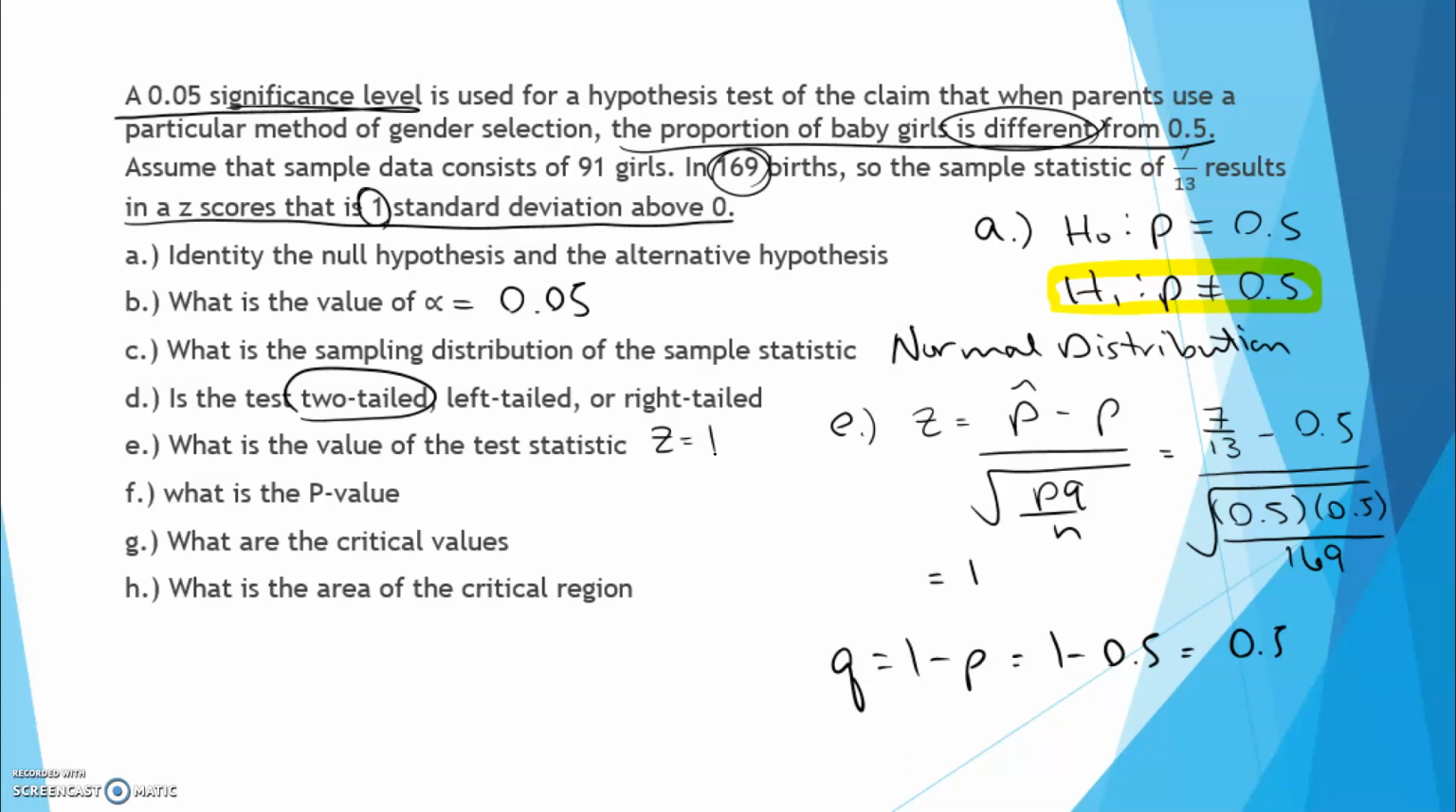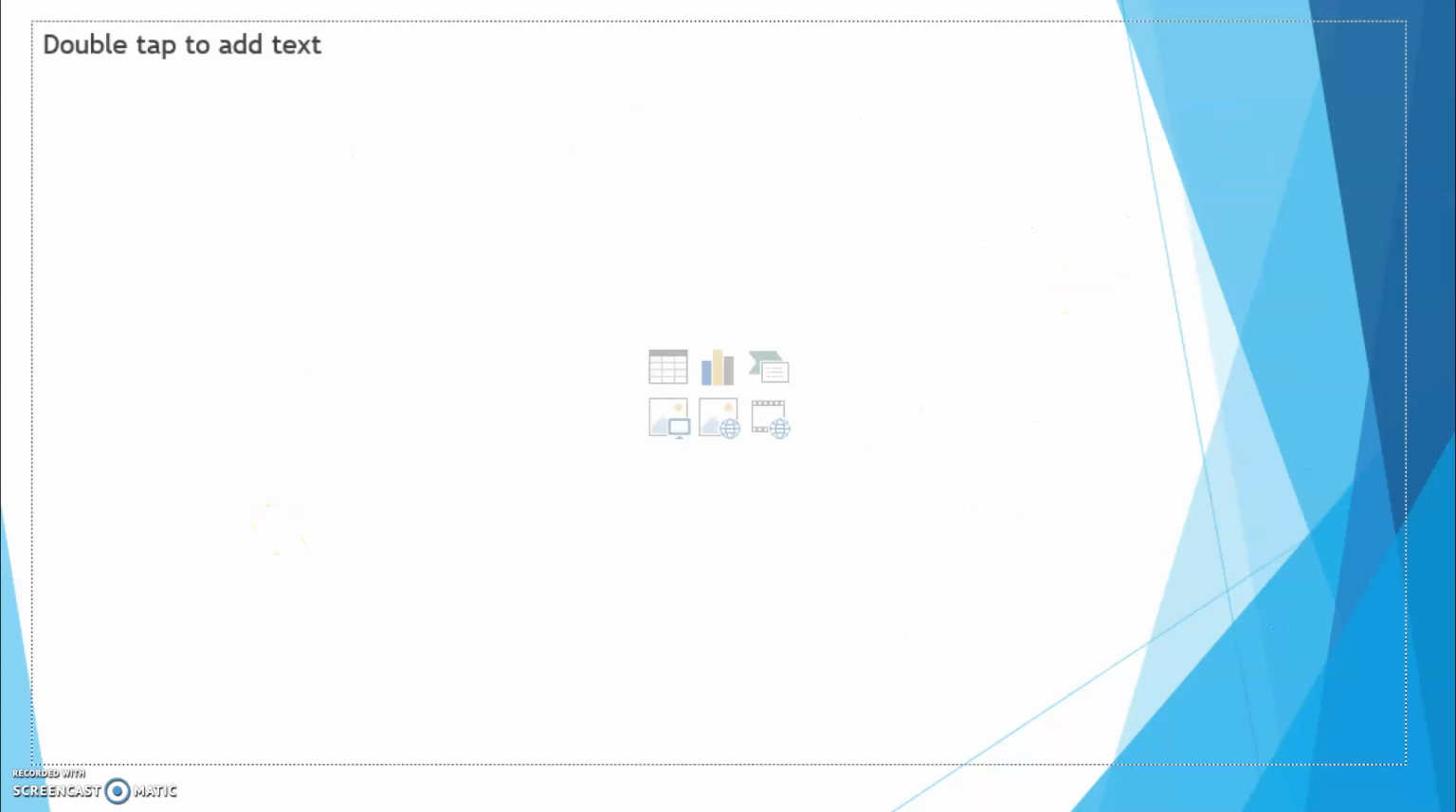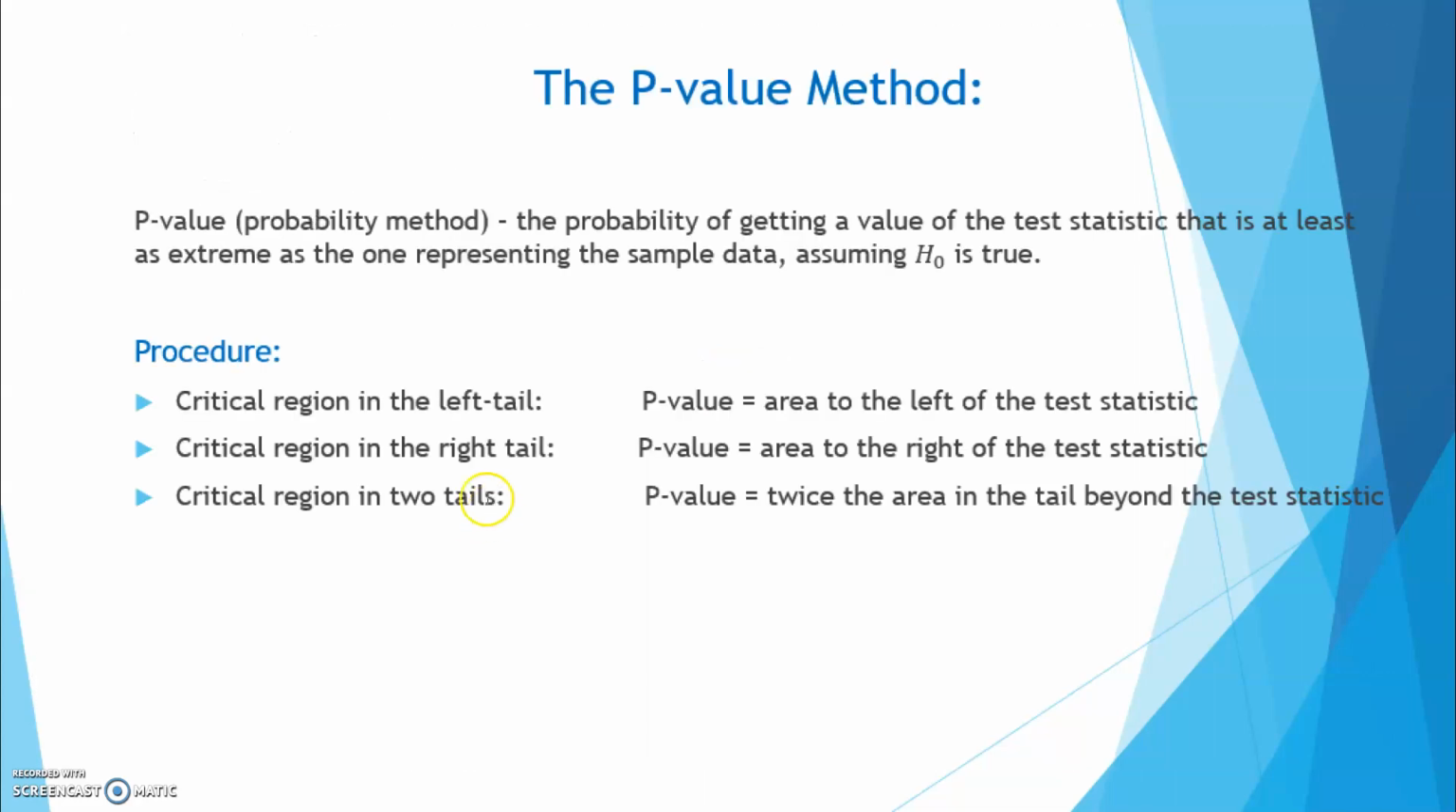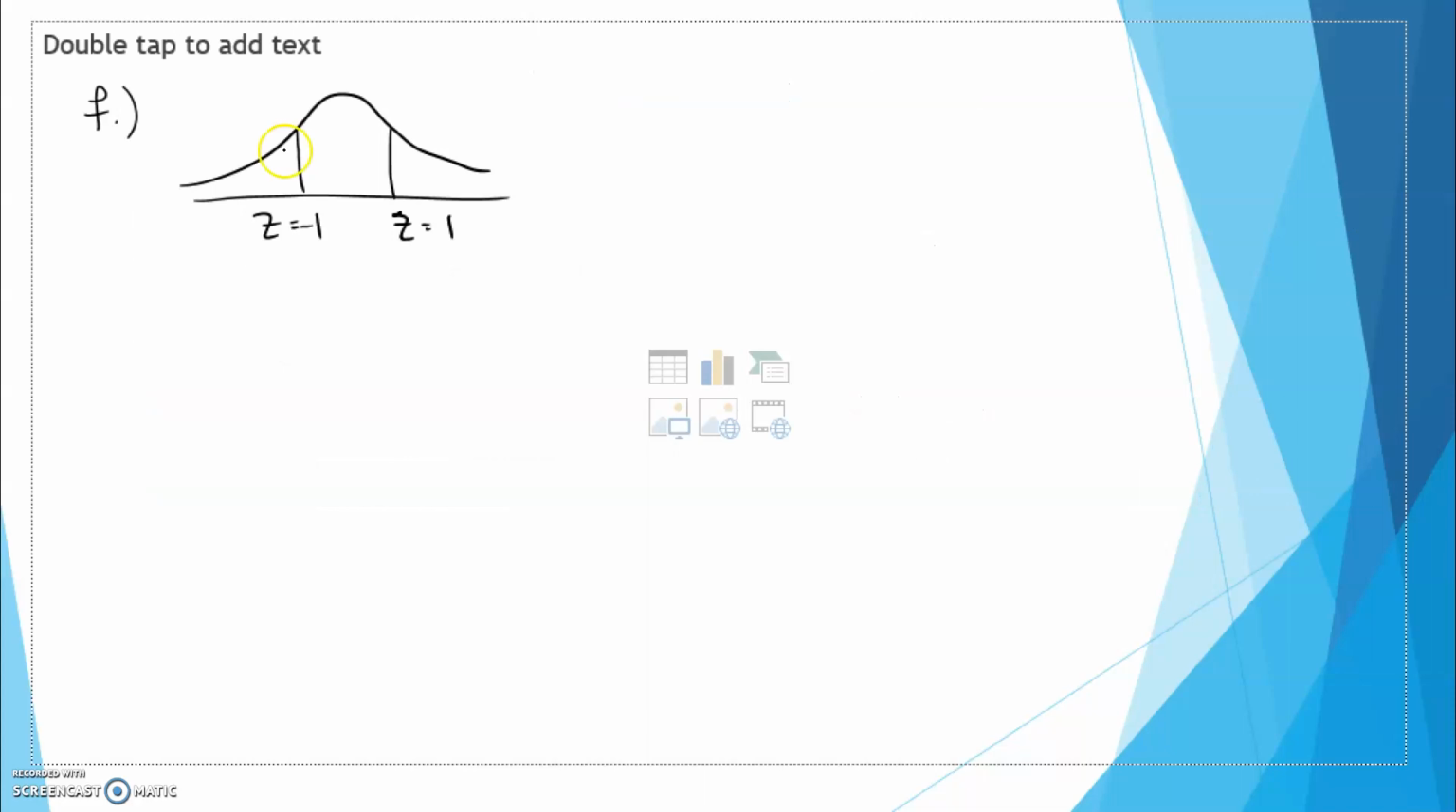Okay, and then what is your p-value? This is part F. We are in a two-tail test, so here and here. What I need is my test statistics, so z is equal to 1 and z is equal to -1. Remember with your p-value, if we are in a two-tailed test, the p-value is twice the area beyond the test statistic. The easiest thing to do is to find the area to the left, because the z-score table always gives me the area to the left, and then multiply that by 2.